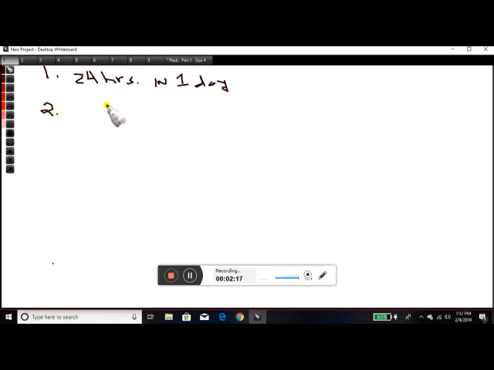Rule number two: always use the max dose. That's supposed to be an O. So always use the maximum allowed dose on a prescription. That's going to come into play in just a moment.